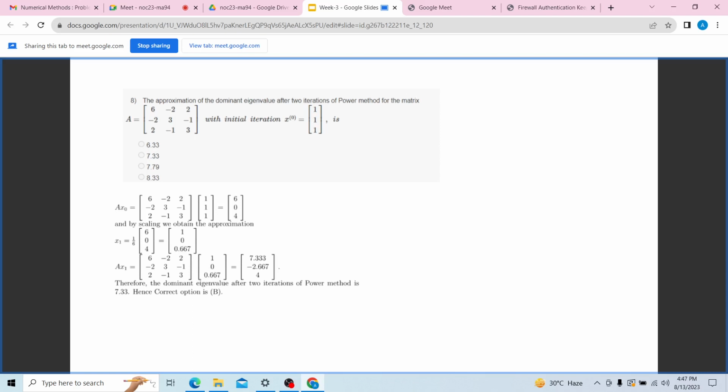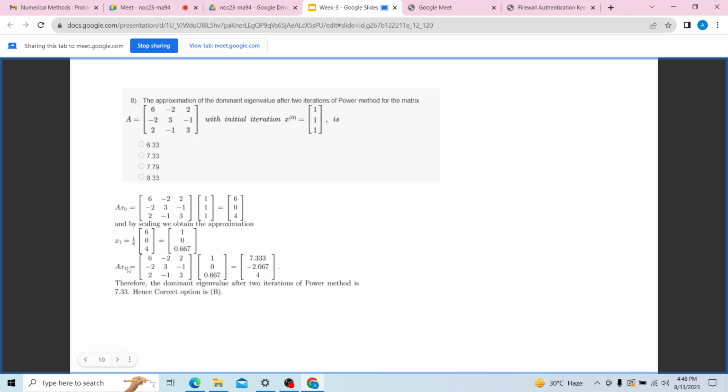Just a minute. This is actually two iterations, right? First iteration is this one, Ax naught equal to, so you'll get 604, and this Ax1 is second iteration. So it's correct. After two iterations of power method only, you are going to get this. Here there are two iterations. This is first iteration, that is Ax naught. You'll get x1, and in second iteration x2 equals Ax1.